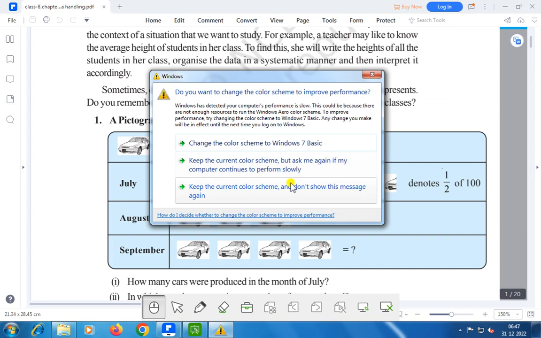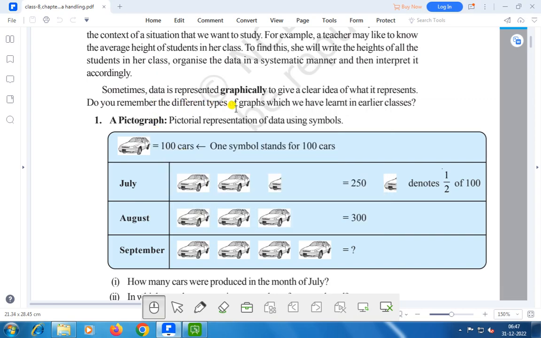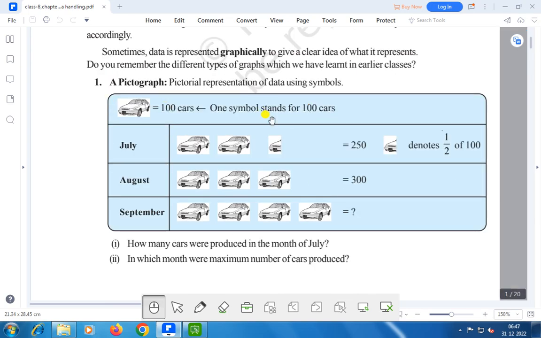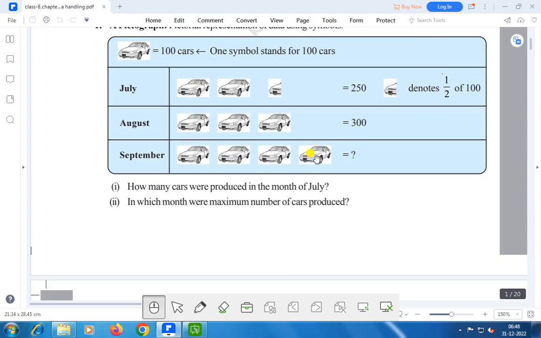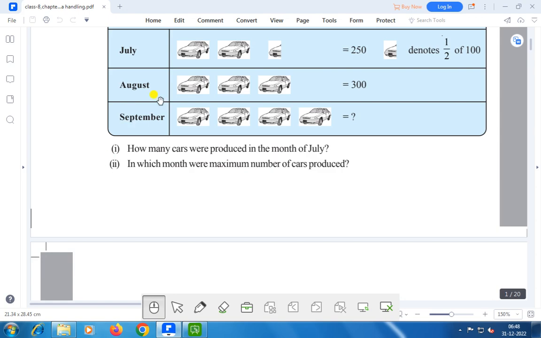Do you remember the different types of graphs which we have learned in earlier classes? Pictograph. Pictorial representation of data using symbols. This is a pictograph. So this picture of a car represents 100 cars. One symbol stands for 100 cars. Here is 1, 2, half, that is 250, and half a car denotes 1 by 2 of 100. That is 250, 1, 2, 3, that is 300, 1, 2, 3, 4, that is equal to 400.